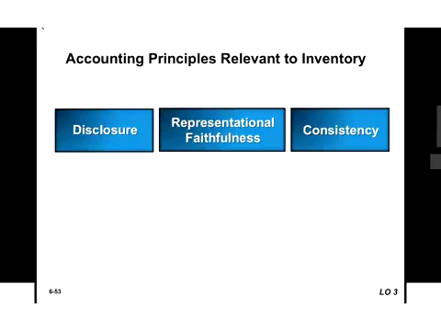Okay, there are 3 accounting principles related to inventory. Disclosure means we're going to disclose on our books what method we're using and other information. Representational faithfulness means that what's on our financial statements actually represents what we mean it to represent, that's not misleading, and that we use the same method over and over, consistency.